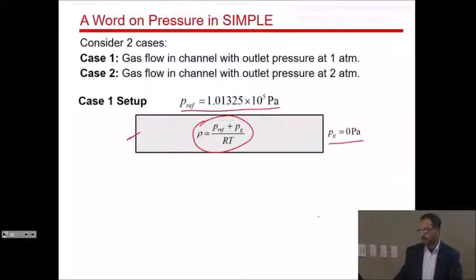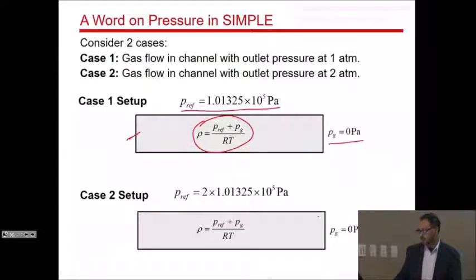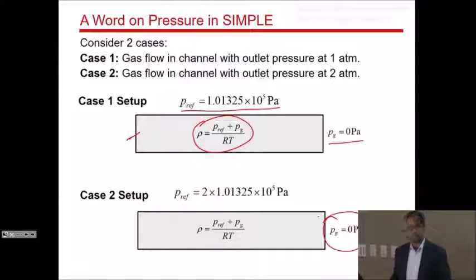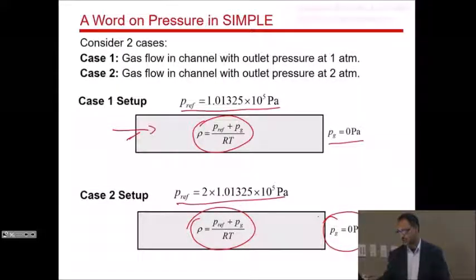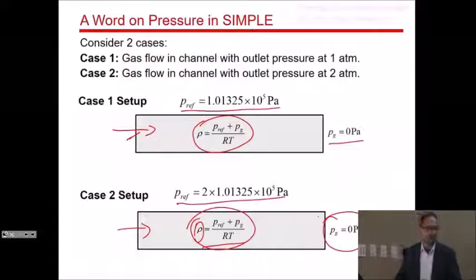Same problem, case 2: my outlet pressure hasn't changed. It's the same, 0 back pressure, 0 gauge pressure. But again, your density you will calculate using that, where my Pref is that. What does that mean? Even though the setup of the boundary conditions for pressure are identical in the two flow problems, here I have a much larger mass flow rate than there, because as you can see, the density here will be almost twice as much.